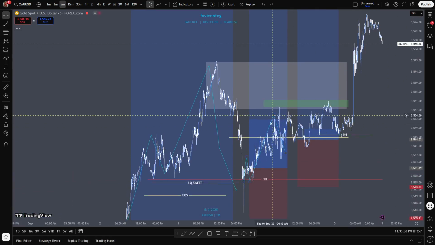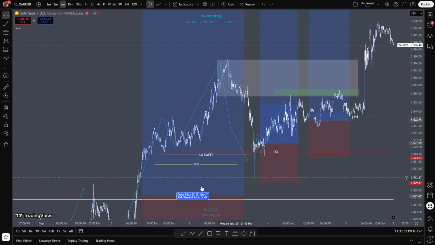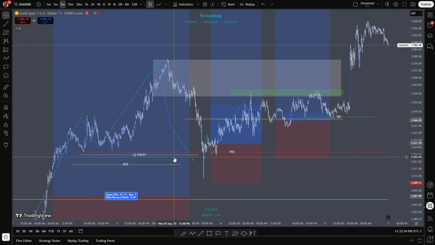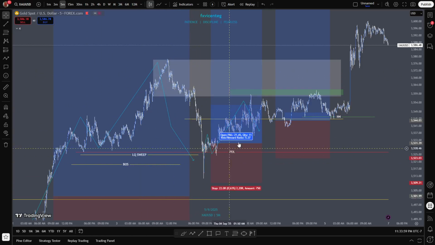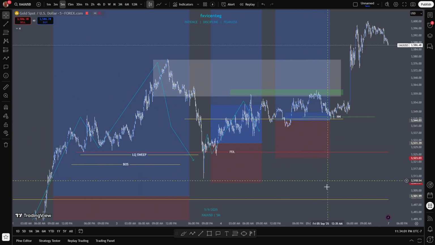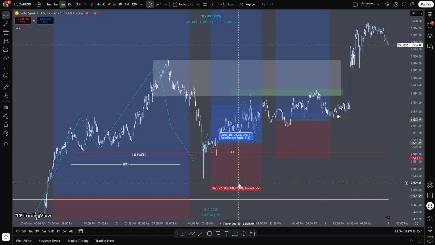And now look, people are selling here because someone's viewing this as a break of structure, as a shift in structure, because it's no longer making higher highs and higher lows. We make a lower low, so someone's trying to sell here to make a lower high. But that's not the case.